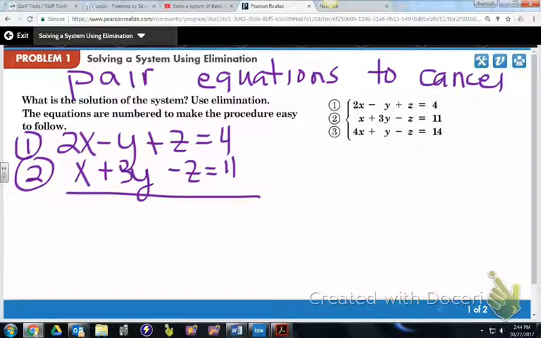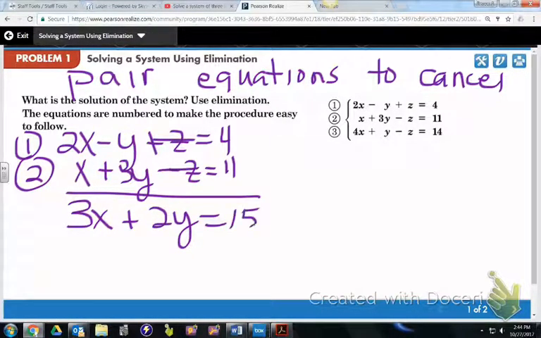By doing that, you can add them together to get 3x plus 2y. The z's cancel. And we're going to call this equation 4. What we're doing is creating a system with 4 and 5 that will have 2 variables that we can solve, since we can't solve for 3.